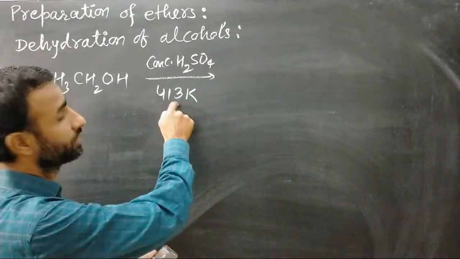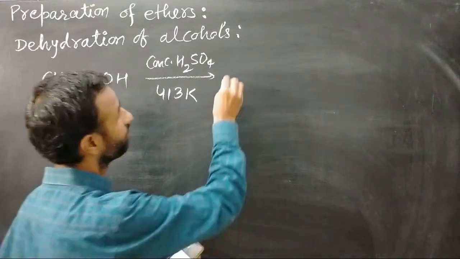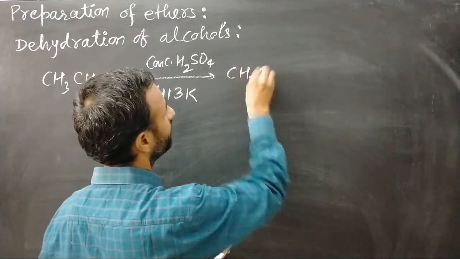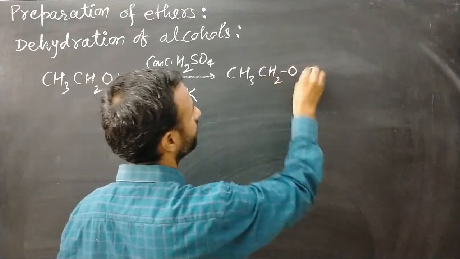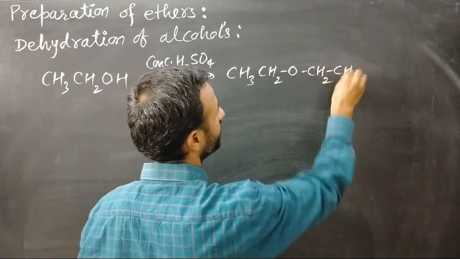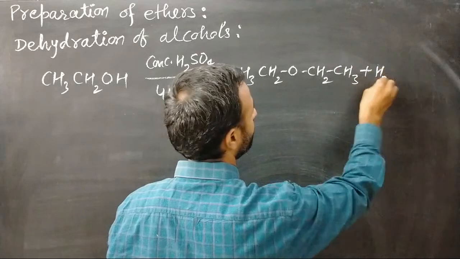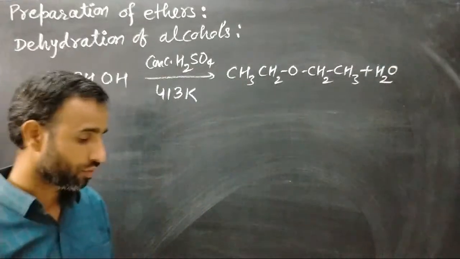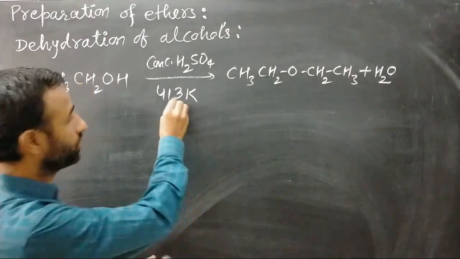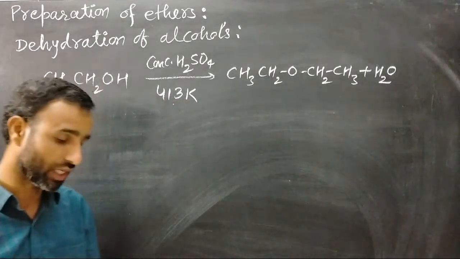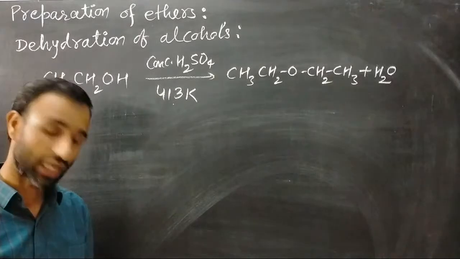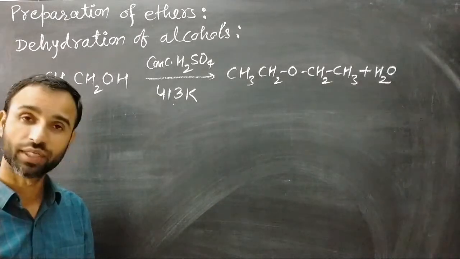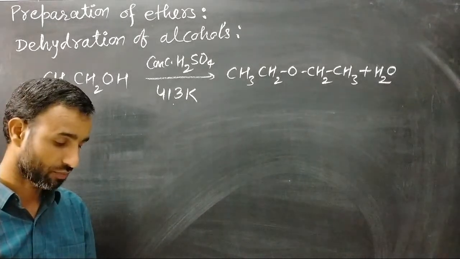If I keep the temperature 413 Kelvin, then we will get this product along with water. But what will happen if temperature is 443 Kelvin? Then what is the product formed? Tell me fast.